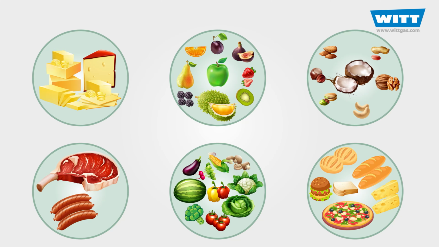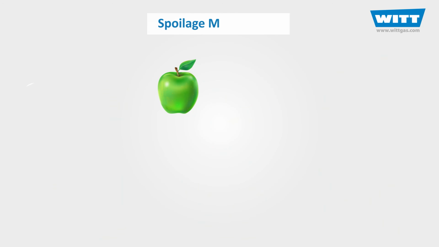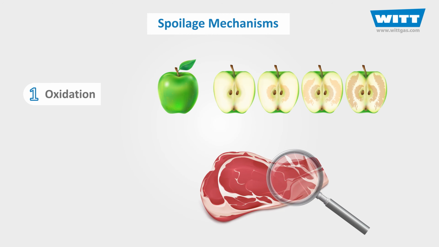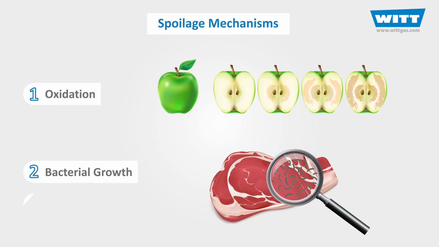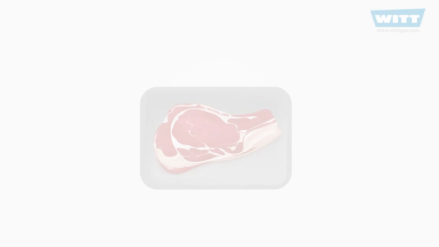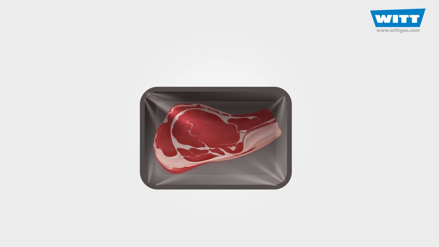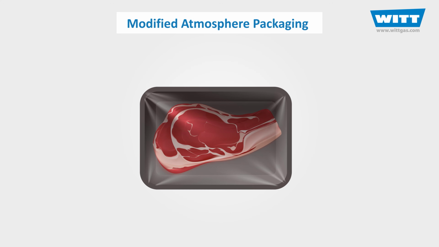When packed in air, food is susceptible to three main spoilage mechanisms: simple oxidation, bacterial growth, and mold growth. However, all of these can be suppressed or reduced by packaging the food in the appropriate modified atmosphere. In this video, we're going to learn about a modern method of food packaging called Modified Atmosphere Packaging, or simply M.A.P.